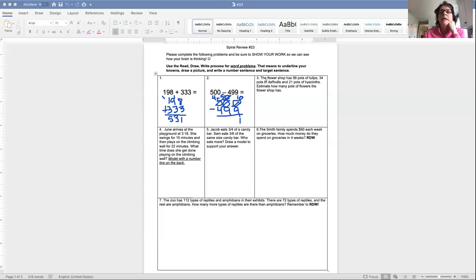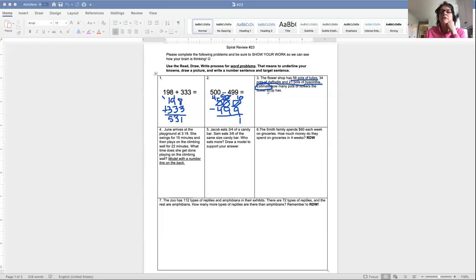Okay, next question. This is one where we usually have to round or estimate. The question says the flower shop has 56 pots of tulips, 34 pots of daffodils, and 21 pots of hyacinths. Most important word in here is estimate how many pots of flowers the flower shop has. Remember, when it says estimate, we are going to be rounding. We don't want an exact answer, so I will not use those exact numbers.